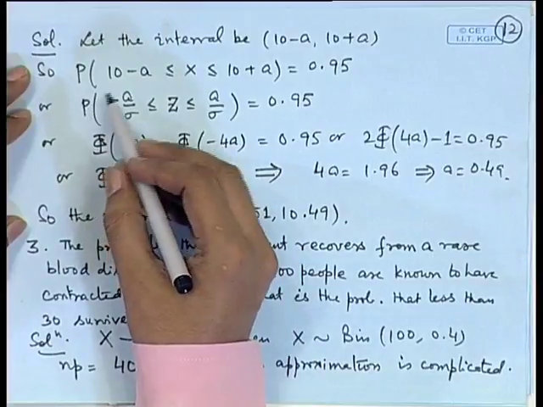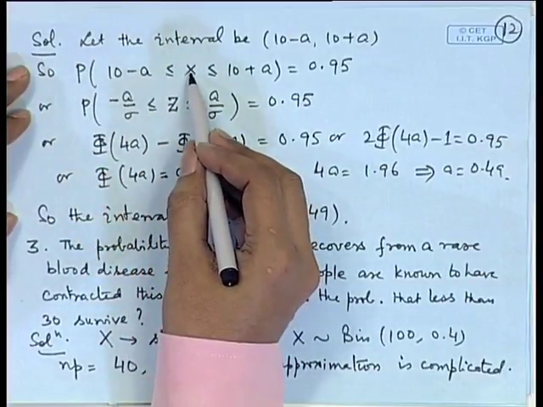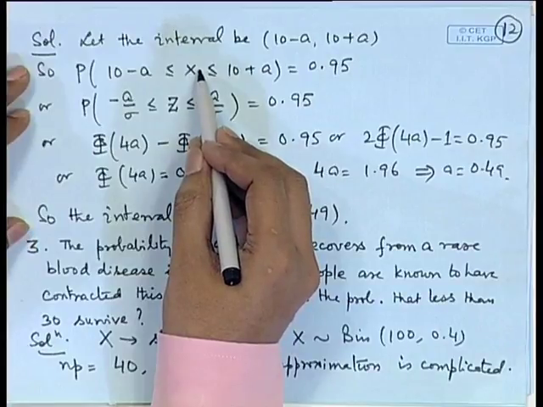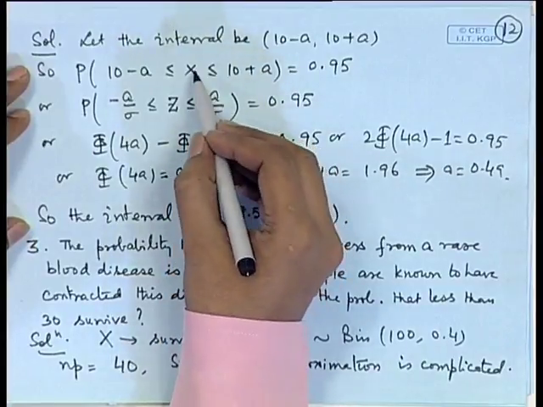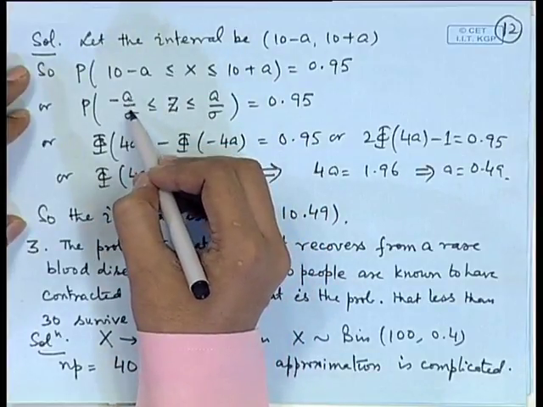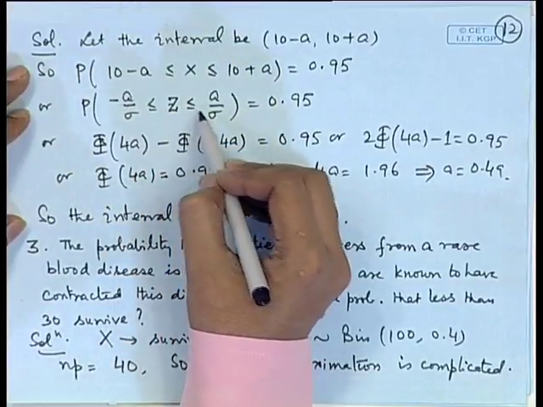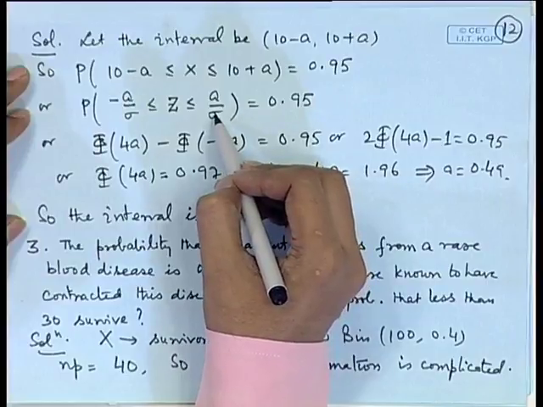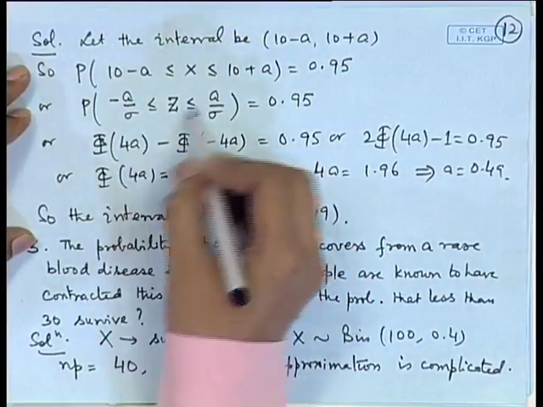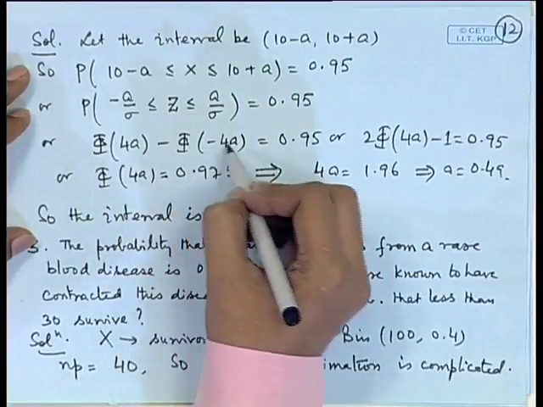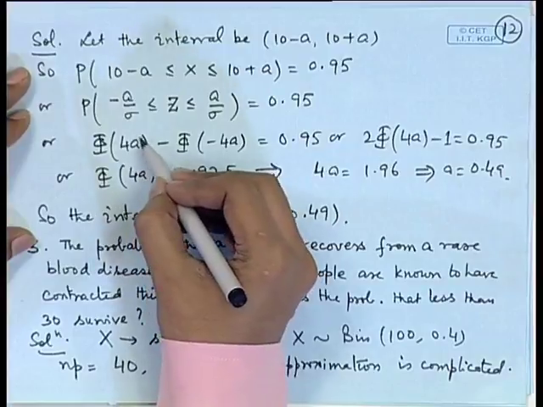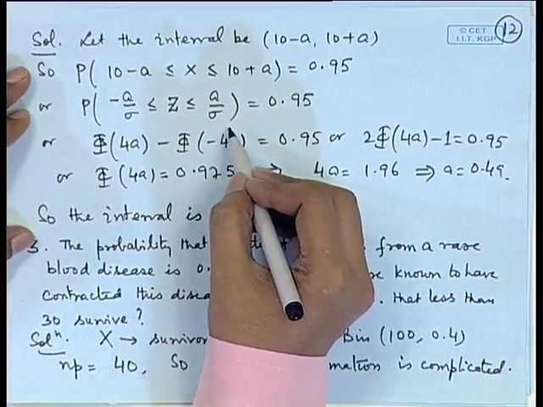So, consider the transformation x minus mu by sigma. Here mu is 10. So, it becomes minus a by sigma less than or equal to z less than or equal to a by sigma, and sigma is 1 by 4, so this is 4a. So, this becomes phi of 4a minus phi of minus 4a is equal to 0.95. What is the value of a for which this is satisfied?